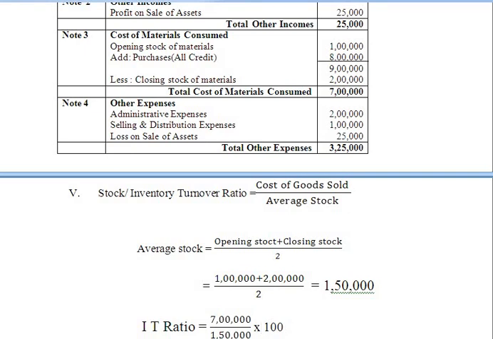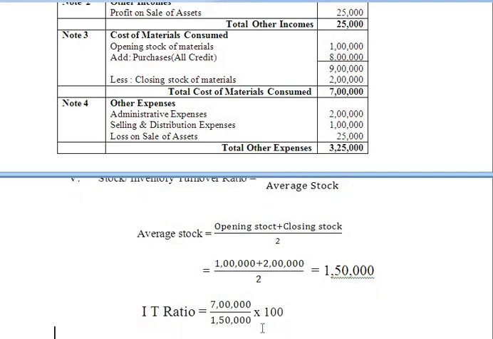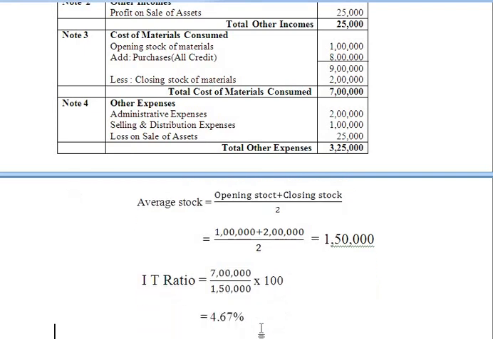And the last one, stock or inventory turnover ratio, is equal to COGS, that is cost of goods sold, divided by average stock. Cost of goods sold we know, it is given in the problem, note number 3, it is 7 lakh. And average stock we need to find out. How can we find out? Opening stock plus closing stock divided by 2. Opening stock is 1 lakh, closing stock 2 lakh. So 1 lakh plus 2 lakh divided by 2 is 1,50,000. Therefore inventory turnover ratio is 7 lakh divided by 1,50,000 into 100, which is equal to 4.67%. Okay, so we will solve a few more problems on combined ratio. Thank you.